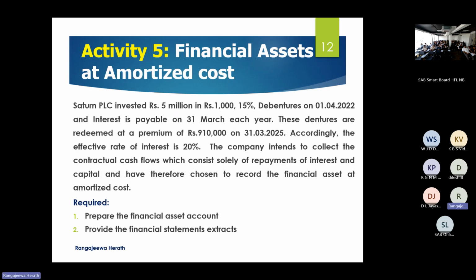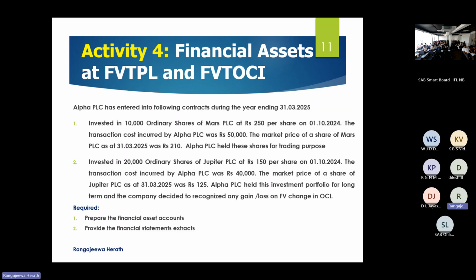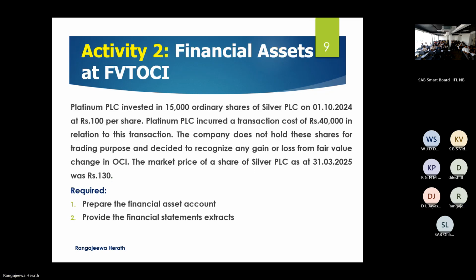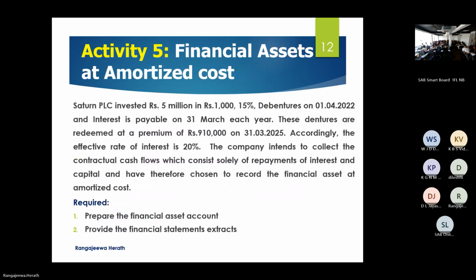Then we have the third classification, financial asset at amortized cost. That is applicable for debt instruments like debentures. When you invest in ordinary shares, it should be classified either fair value through P&L or fair value through OCI. But when you invest in debentures and you keep that investment held for trading, then it is the same as share investment. You can keep it as fair value through P&L and measure at fair value.